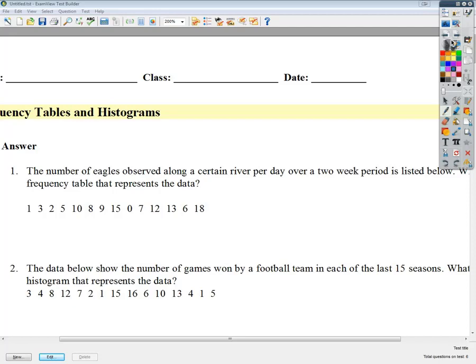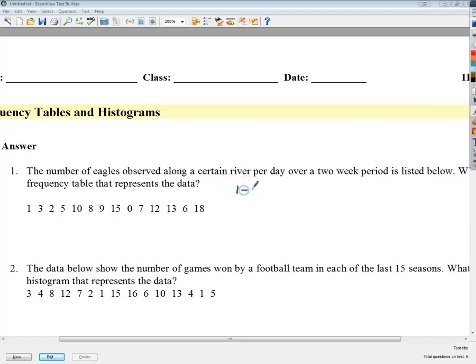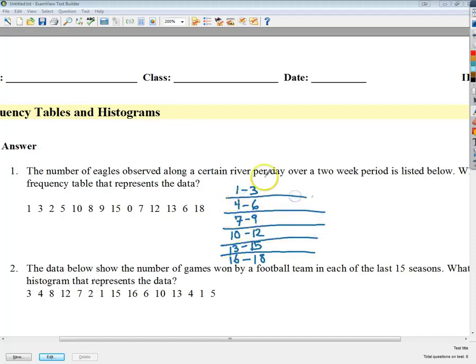So if I wanted to do 6, I'd do groups of 1 to 3, 4 to 6, 7 to 9, 10 to 12, 13 to 15, and 16 to 18. If you spread them out too much, you're not really going to get a good feel for it. So sometimes it's a little trial and error about how many things fall into it.